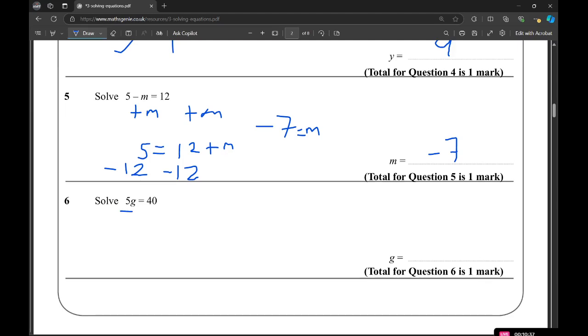So solve 5g equals 40. So 5g means 5 times g. The opposite is divide. So divide by 5. So in the chat, please, what is 40 divided by 5, please?